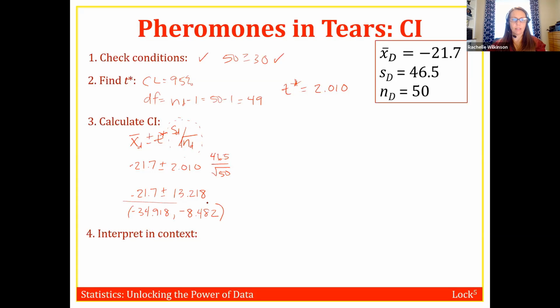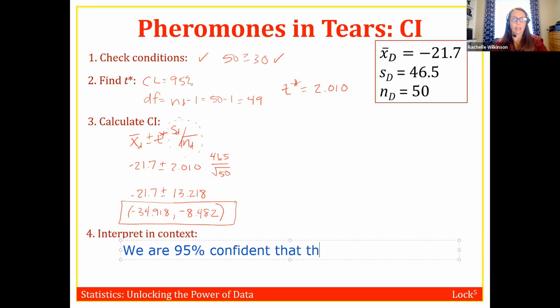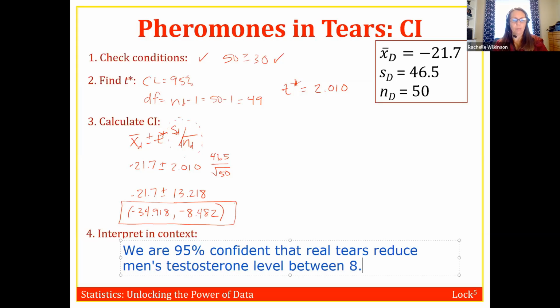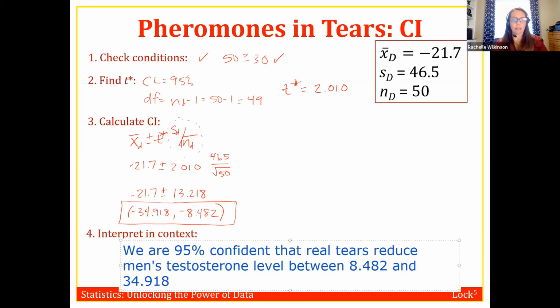All right, so here's my confidence interval. Now I just need to interpret that confidence interval. I interpret this just like I interpret all the other confidence intervals that we've been doing so far. We'd say we are 95% confident that, and remember, we're looking at this mean difference, where we took tears minus fake tears, so we could say that real tears reduce men's testosterone levels between 8.482 and 34.918, I think it was picograms per milliliter, on average. And if you said that we are 95% confident that the mean difference between tears and no tears is between negative 34.918 and negative 8.482, that would also be correct.